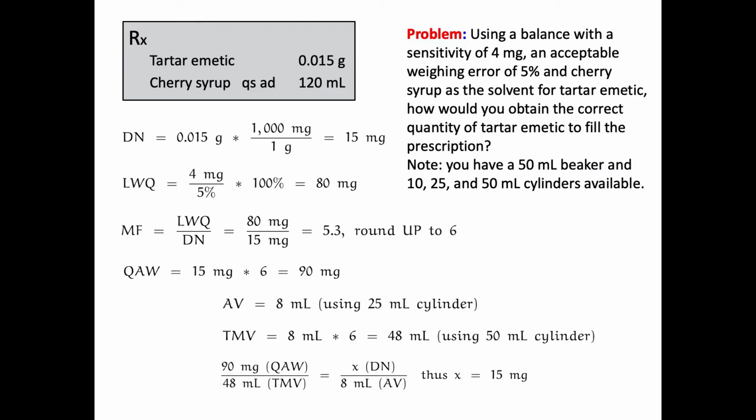From that 8 milliliters, has enough drug, but I need to bring it up to 120 milliliters. So now I would add 112 milliliters of cherry syrup to my 8 milliliters of the aliquot. I'd still end up with 15 milligrams of drug in 120 milliliters. So truly, by weighing more, you can use an aliquot volume pretty flexibly to be able to calculate and prepare this compound.